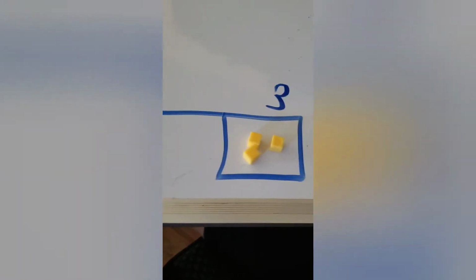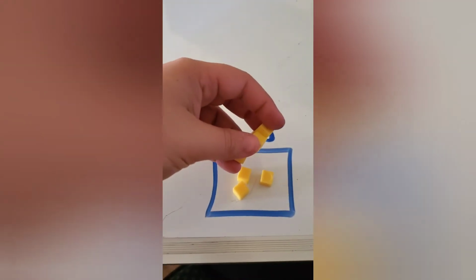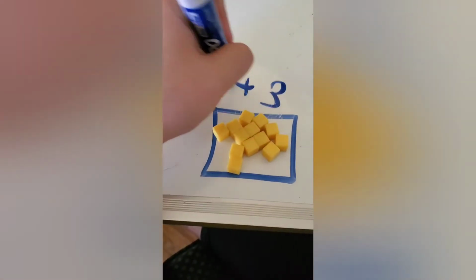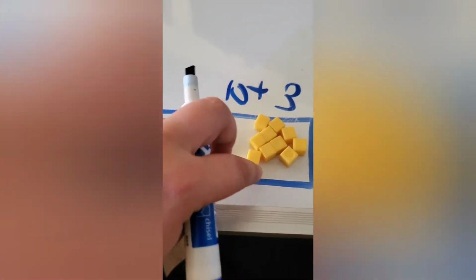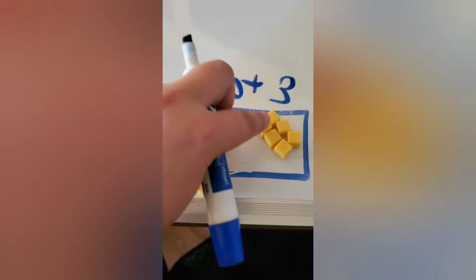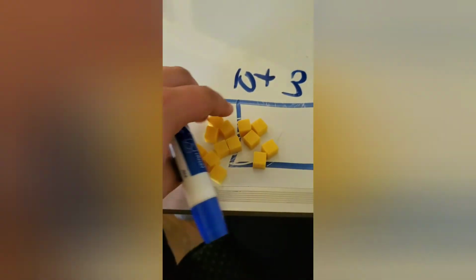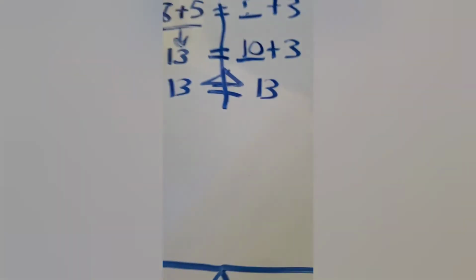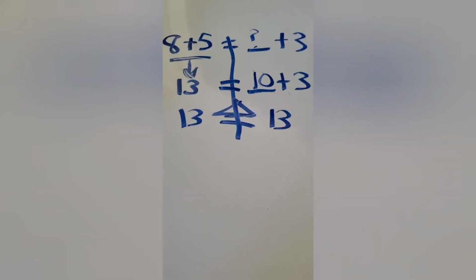Let's add 10 over here. 1, 2, 3, 4, 5, 6, 7, 8, 9, 10. Let's see if it equals 13. 1, 2, 3, 4, 5, 6, 7, 8, 9, 10, 11, 12, 13. So I have 13 on this side and 13 on this side. So is 13 equal to 13? That's right, we balanced the sides.